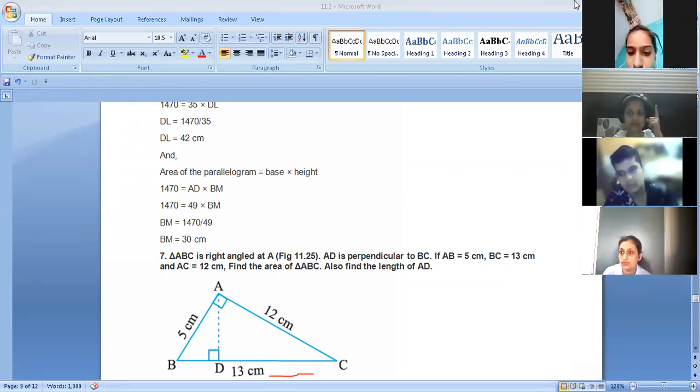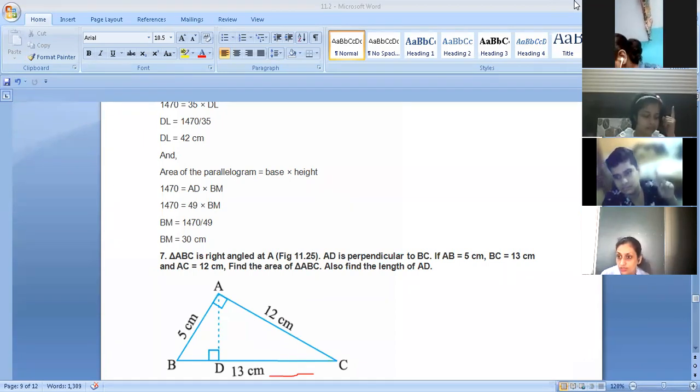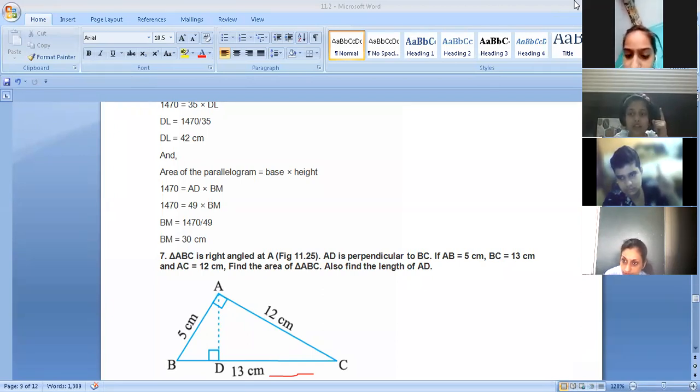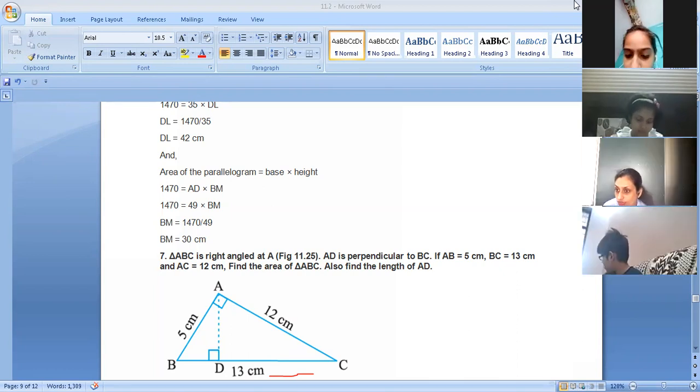Jessica, tell me what is the formula of area of a triangle? Yes, Avika? Ma'am, half into base into height. Half into base into height, that's right. Area of a triangle is half into base into height, and area of a parallelogram is base into height. Okay? So half into base into height, area of a triangle.